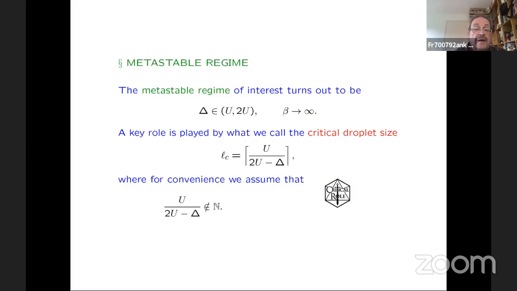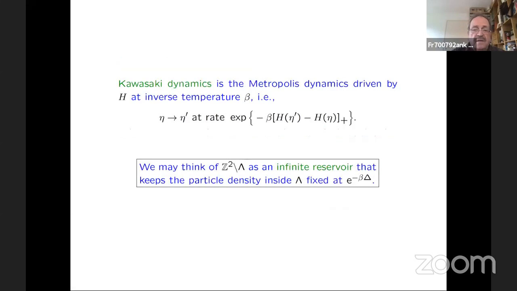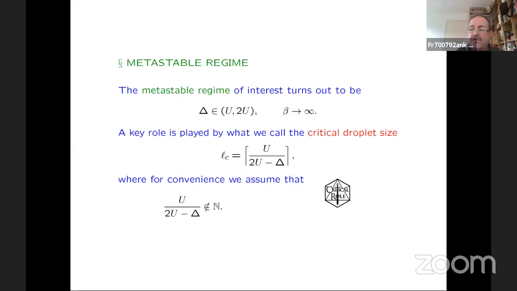Okay. Now, we're going to look at this problem in a certain regime, and this regime will be a regime of low temperature, so beta goes to infinity, so it means all upward energy moves are costly and are very difficult to do, and all downward moves are for free because they occur with rate one. So climbing in energy is something that is difficult for the system, and that is typical for a low temperature description. And we're going to pick our activity parameter delta in between U and 2U.